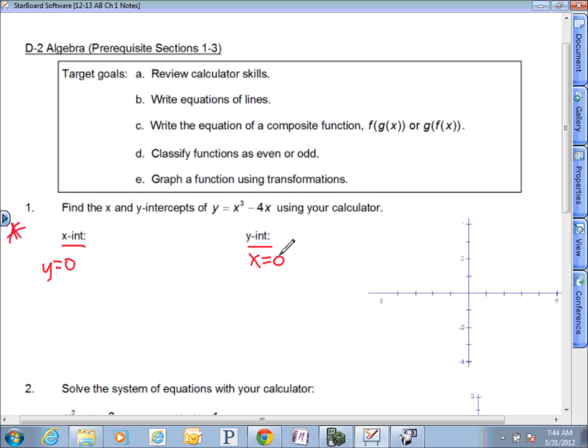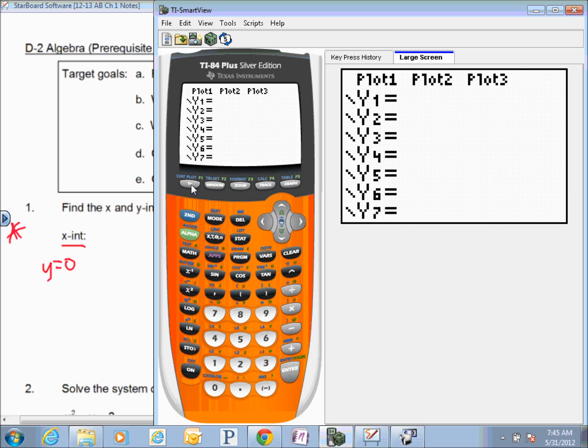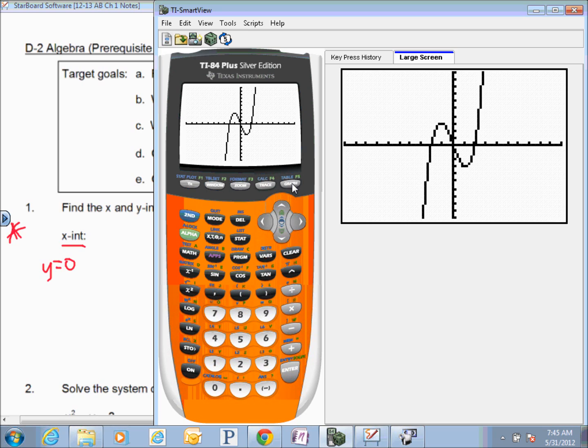So if I want to do the same thing, I'm going to start with this equation. I'm going to punch in that equation, x cubed minus 4x. I'm going to put that into my calculator. So I'm going to go into my y equals, and I'm going to punch in my x cubed minus 4x, and I'm going to tell it to graph. But I want to check one thing really quickly.